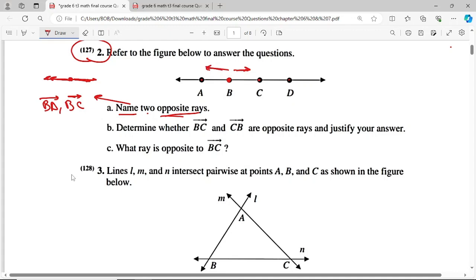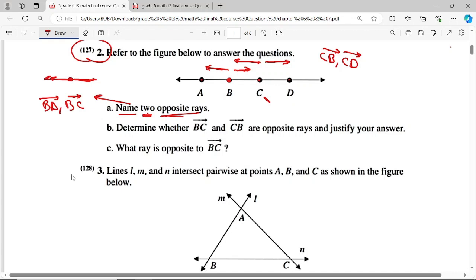I have also this one, CB and CD. This is also a pair of opposite rays, so they need us to name 2 opposite rays.